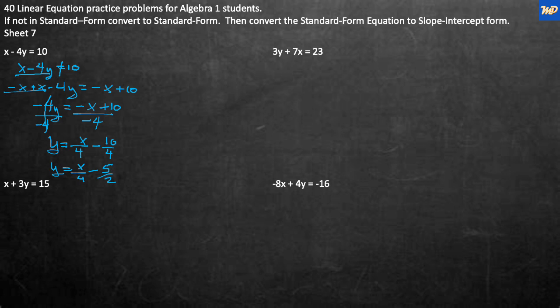3y, 7x, 23. The x and y are in the wrong location, so we have to fix that. So I'm going to do 7x plus 3y equals 23. Now I'm in the right form. Everything is good. No fractions, no decimals. There's not a common factor in here that divides everything out to make the values smaller, so to speak.